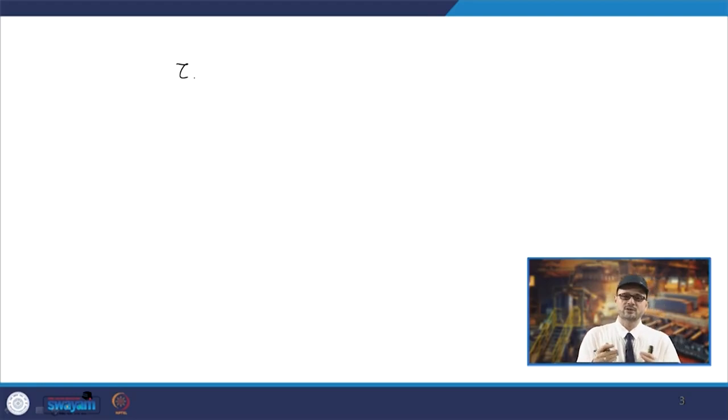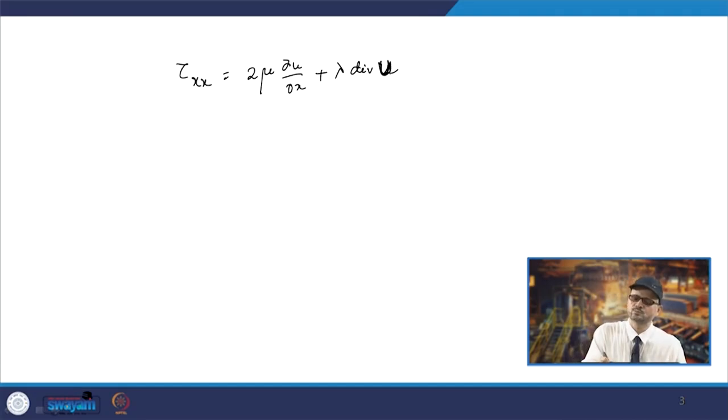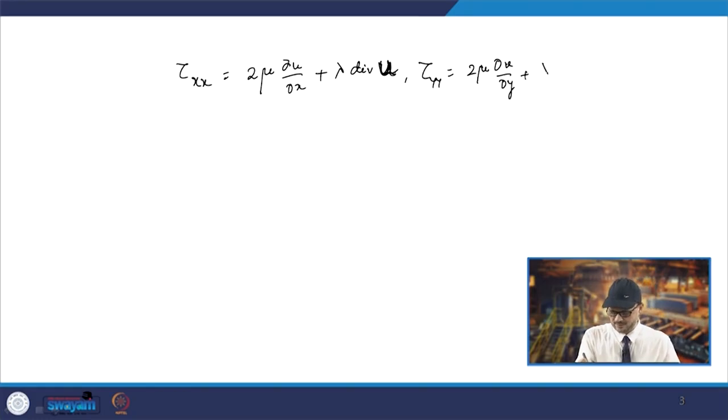Now, these components of the viscous stresses are expressed in terms of lambda and mu, and also the deformation components. So tau xx is defined as 2 mu dou U by dou X plus lambda div U. Similarly, tau yy will be 2 mu dou V by dou Y plus lambda div U. And tau zz will be again 2 mu dou W by dou Z plus lambda div U.